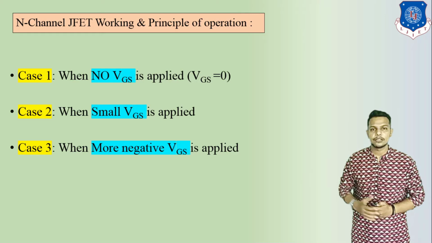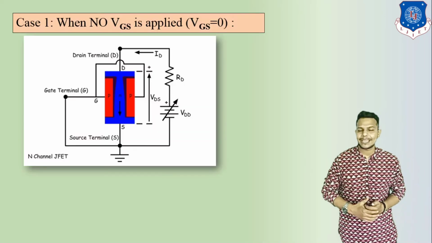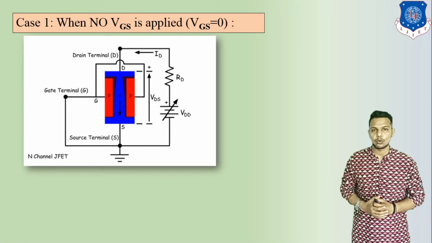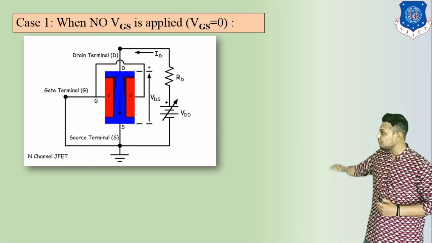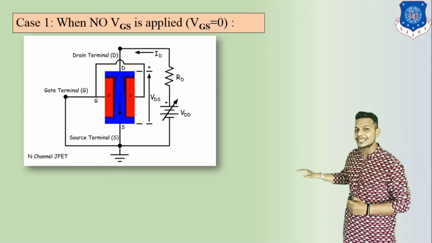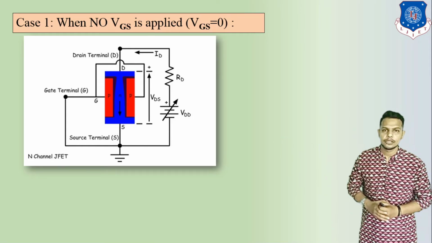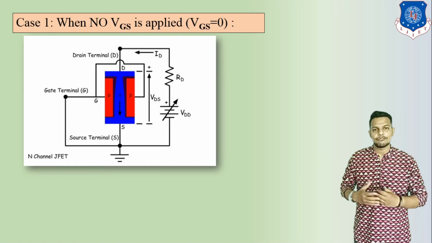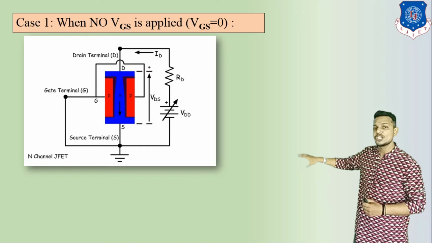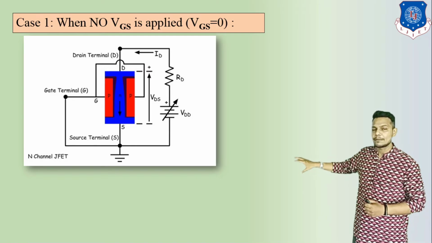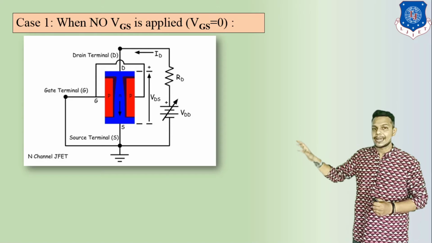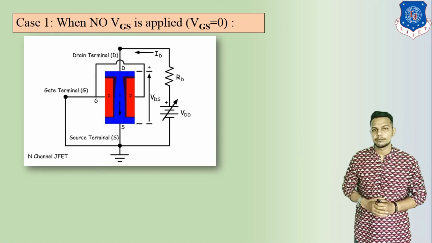So let's start with case number 1. Case number 1, when no VGS is applied, that means VGS is equal to 0. Practically that means the gate to source voltage is basically shorted. So there is VGS equal to 0, no VGS. If there is no VGS, that means there is no depletion region built in the N-type and P-type material.